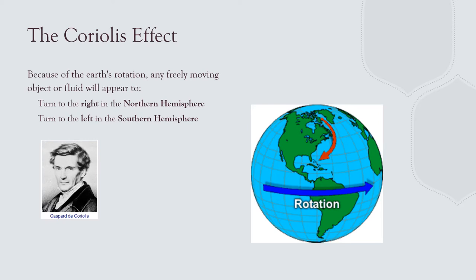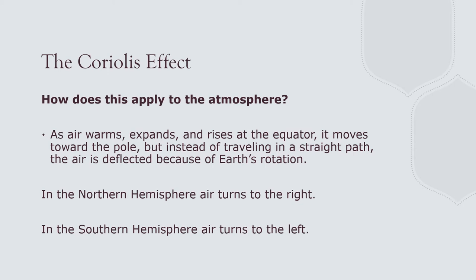The Coriolis effect we mentioned was first described by Gaspard de Coriolis, hence the name, and the Earth is spinning underneath this movement, causing deflection. So in the northern hemisphere, air turns to the right. In the southern hemisphere, air turns to the left. Around high pressure systems, air turning to the right means the flow is clockwise. Around low pressure systems, air turning to the right means it's counterclockwise in the northern hemisphere.